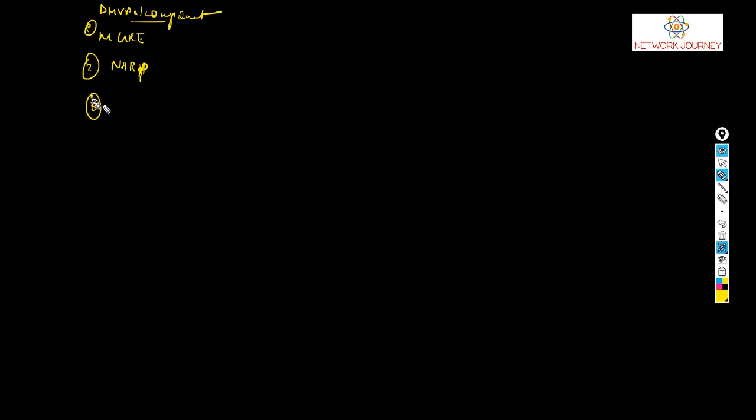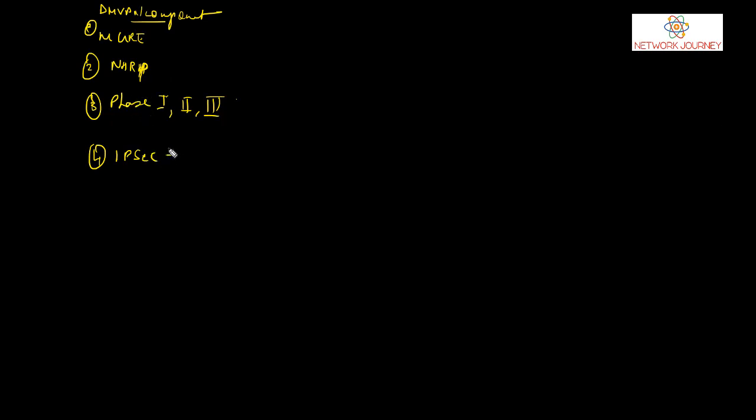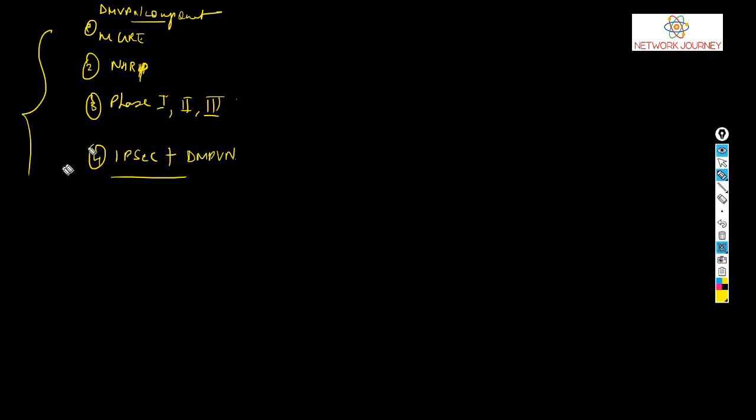Okay, then we have those 3 phases: phase 1, phase 2, phase 3. And then we have the support from IPsec, because DMVPN doesn't have any encapsulation method. So we usually use an IPsec layer with DMVPN. So these are a few things which are the components of DMVPN.